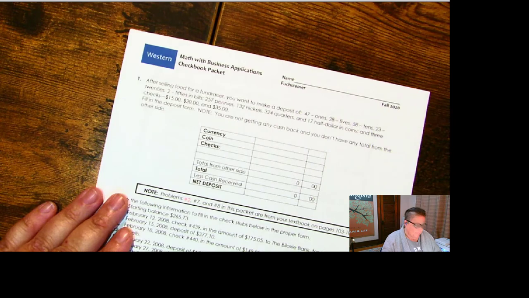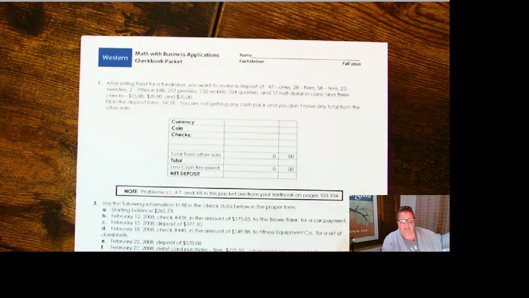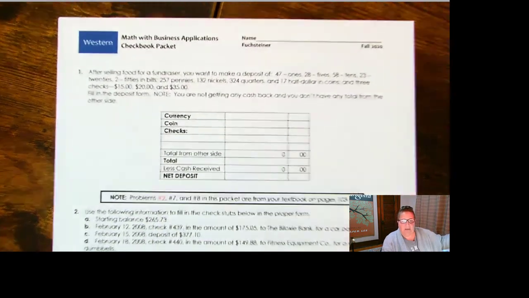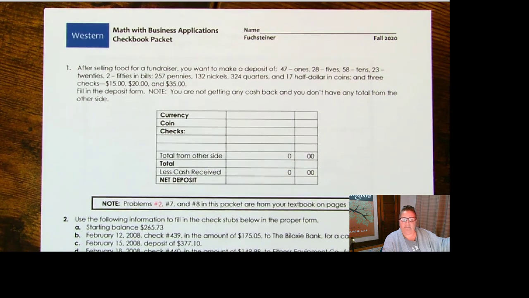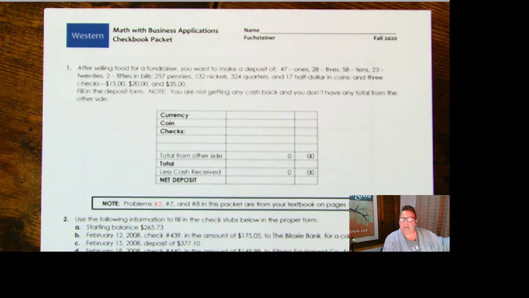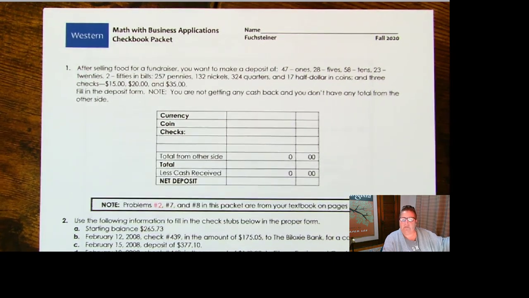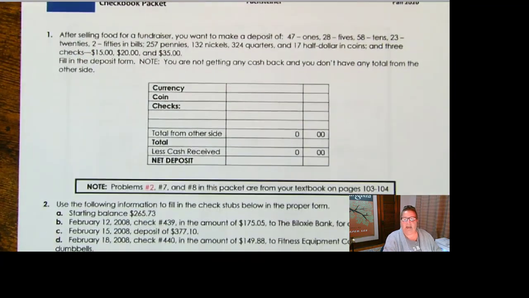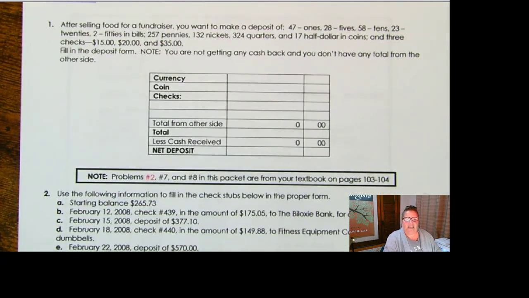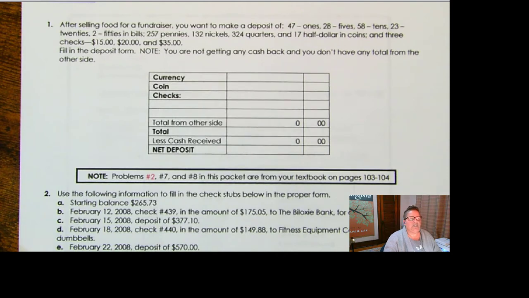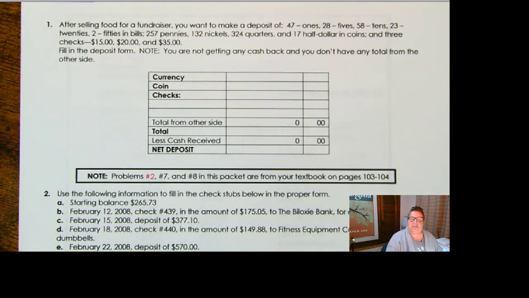So problem number 1 gives you a paragraph of information, and within that paragraph, they tell you that you are selling food for a fundraiser and that you're going to make a deposit of 47 ones, 28 fives, 58 tens, 23 20s, 2 50s. All of those are in bills. Those are what is known as the currency. Anything in bill form is referred to as currency.